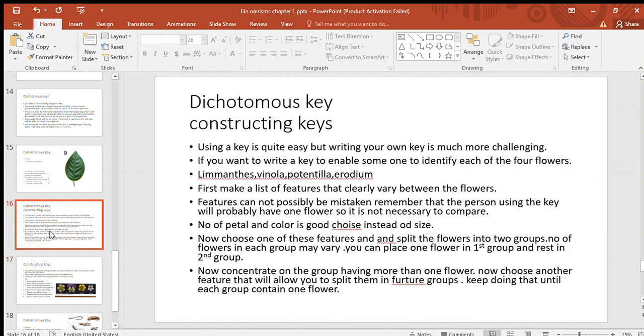Now, first, make a list of features that are clearly visible or vary between the flowers. These features cannot possibly be mistaken, because the person using that key will probably have only one flower. It is not necessary to compare. Now we take the first statement. Number of petals and color is a good choice for that statement instead of size.